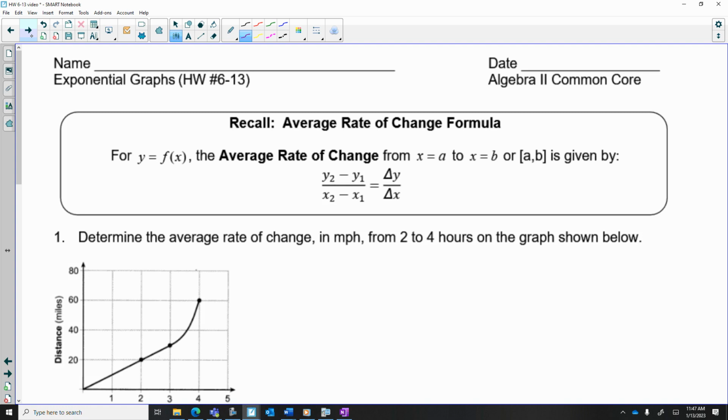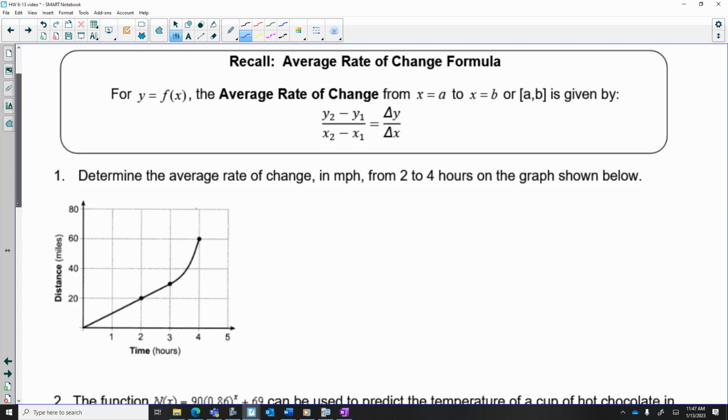So we just wanted to remind you that we can apply the average rate of change to any type of function. And just a reminder, the formula for the average rate of change is change in y over change in x, or y2 minus y1 over x2 minus x1.